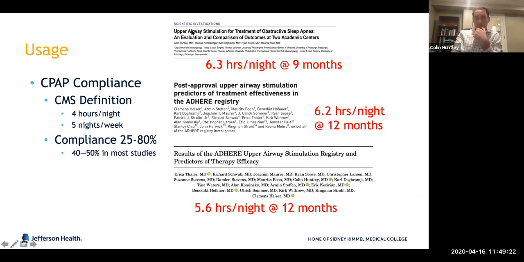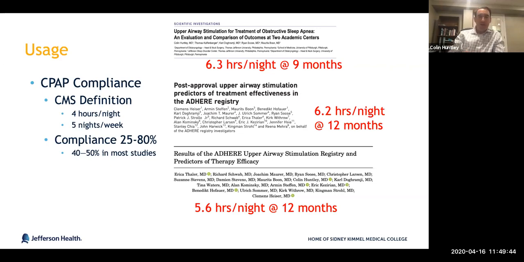One of the interesting things to talk about when we're talking about either surgery or upper airway stimulation is usage of the device. So traditional sleep surgery, like the UPPP, TORS, MMA, genioglossus advancement, hyoid myotomy and advanced tongue-based sutures, these are used for 100% of the night.